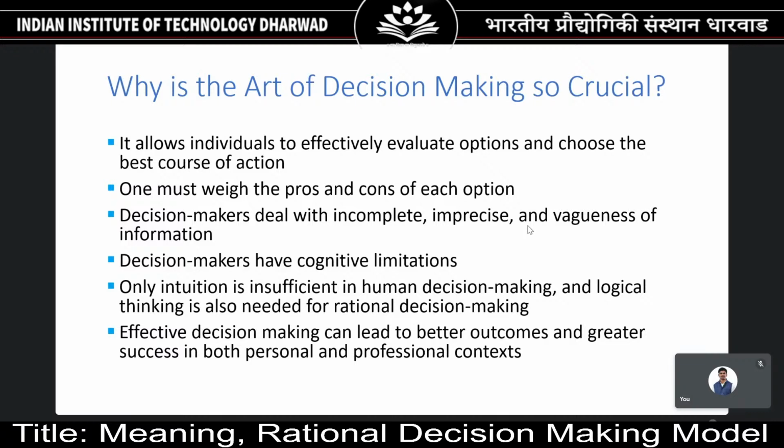And next, logical thinking is also needed for rational decision making. But in the 21st century, because artificial intelligence and data science are booming, for example, when you watch YouTube, you get lots of suggestions, and you basically live in the trap of that.